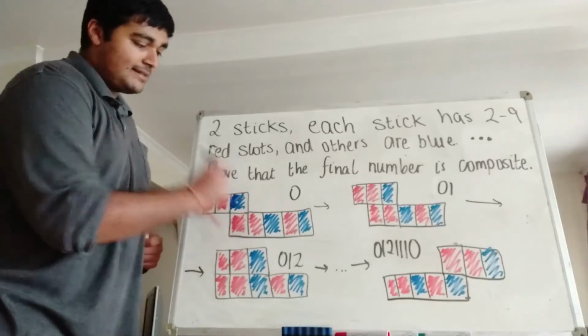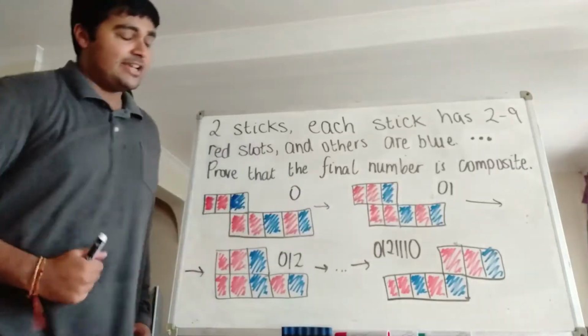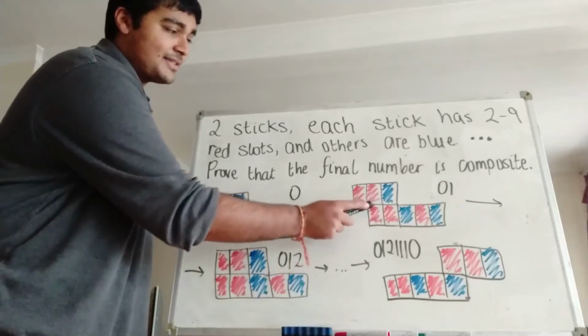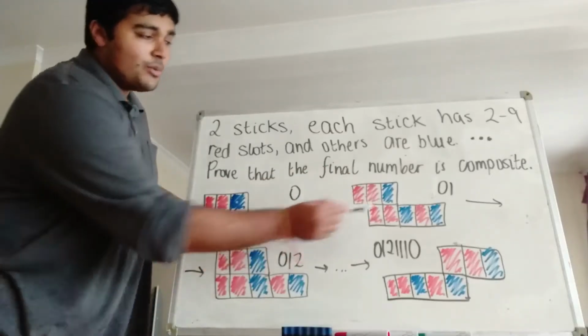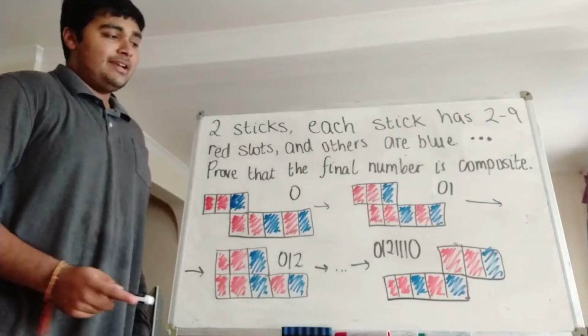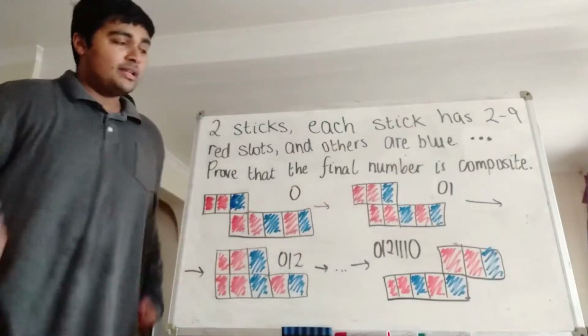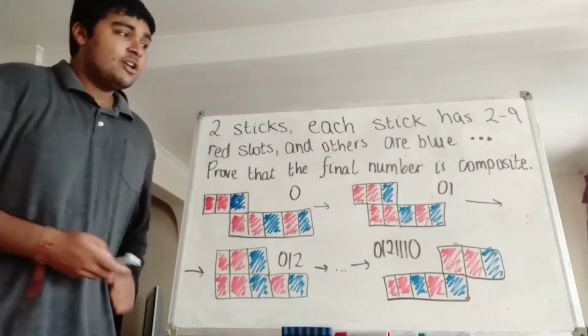The next thing we do is we slide this across, so we get this picture here. And then we ask ourselves the same question, how many red slots align? Well, these 2 don't, because we've got a blue and a red. But these 2 do. We've got one pair of red slots aligning, so we're going to write a 1 after that.